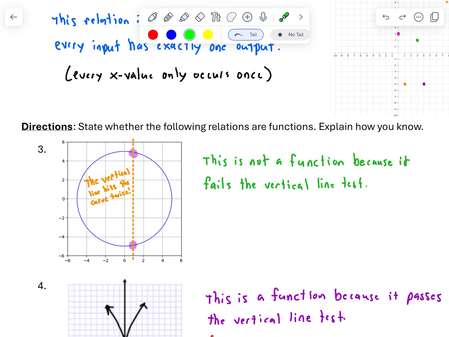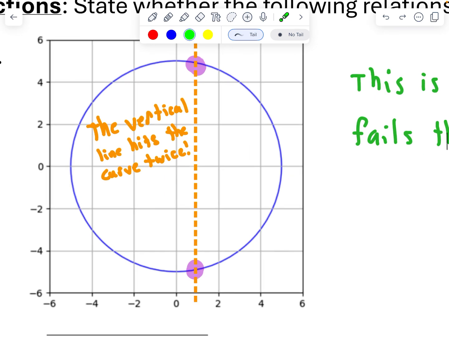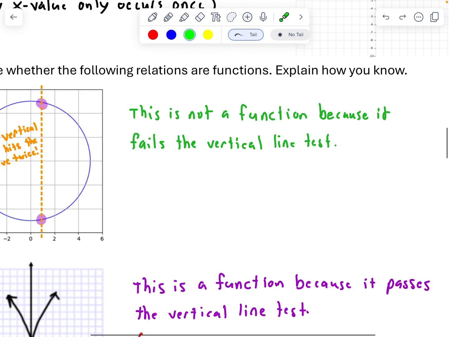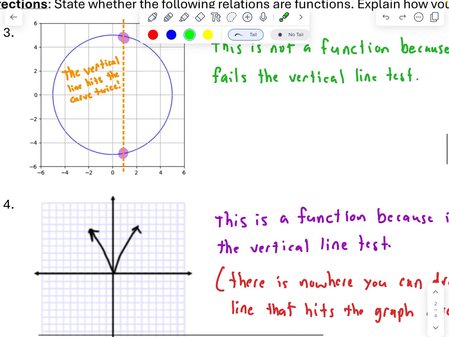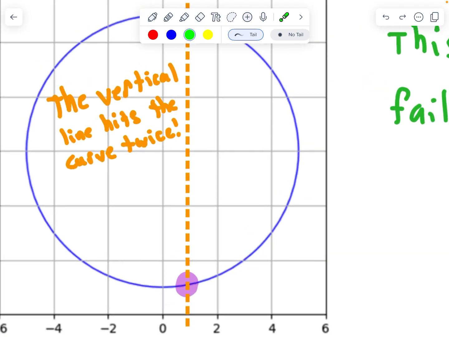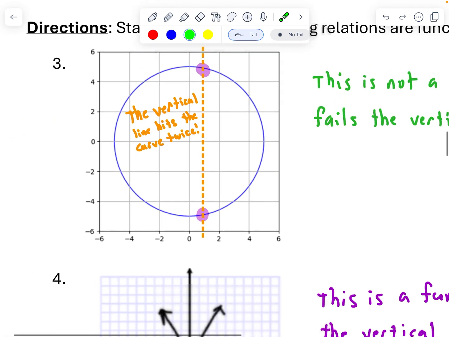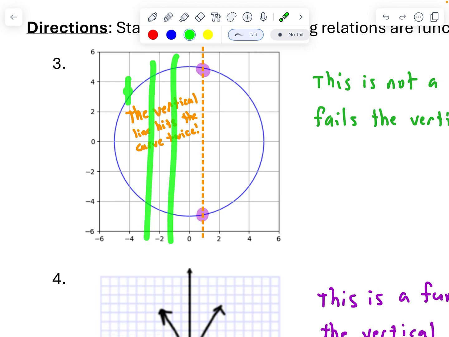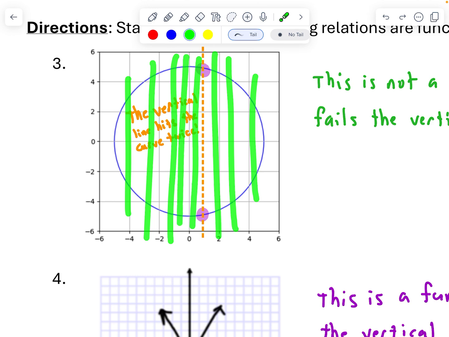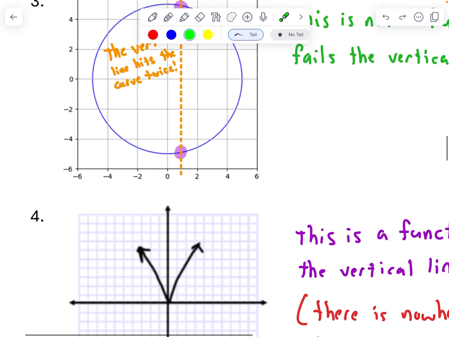Okay, so number 3, is the following relation a function? No, because it fails the vertical line test, as you can see here. And this is just one random vertical line. I could draw this vertical line anywhere. Remember, it only has to occur in one spot. On a circle, it's going to occur in a lot of spots. Actually, infinitely many if I draw lines that are really close to each other.